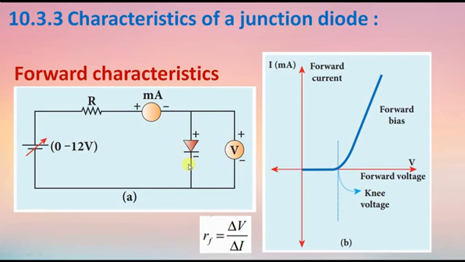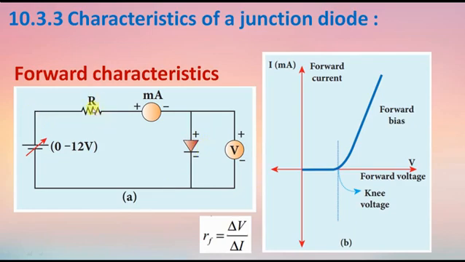So it is the diagram. The PN junction is forward biased. Here you see that the positive terminal of the voltage source is connected to the anode. In the same way, the negative terminal will be connected to the cathode. So now the diode will act as forward bias.